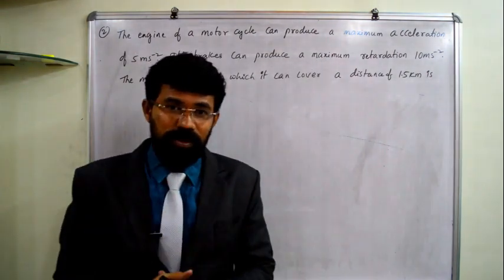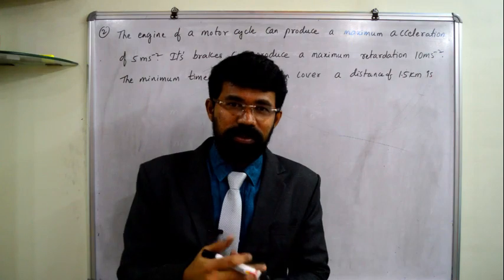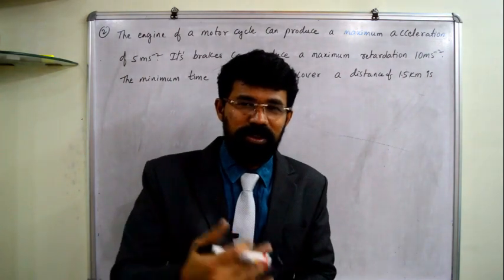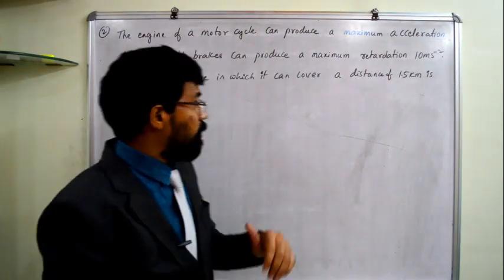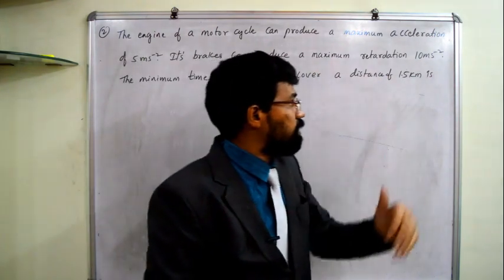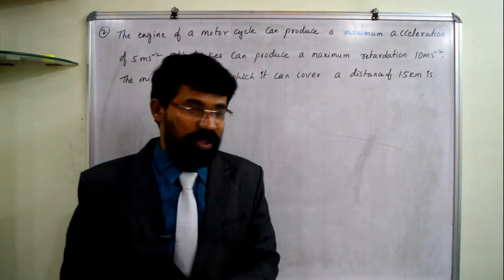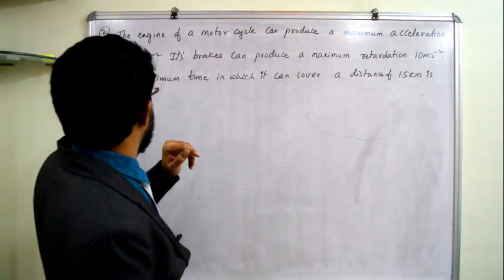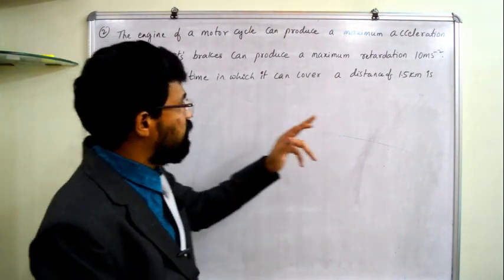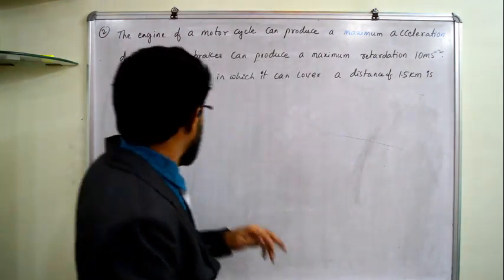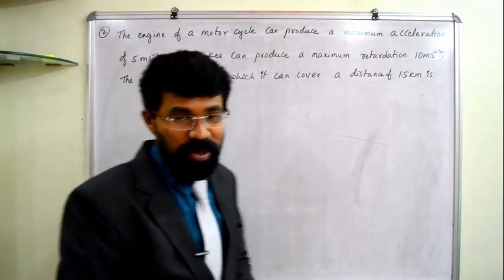When the braking force is applied, what is going to happen? Its velocity reduces, it undergoes retardation and it comes to rest position eventually, isn't it? So, how much is the maximum retardation that it can produce? 10 meter per second square. If this is the situation, what was the task given to this motorcycle? It has to cover a distance of 1.5 kilometers in minimum time.